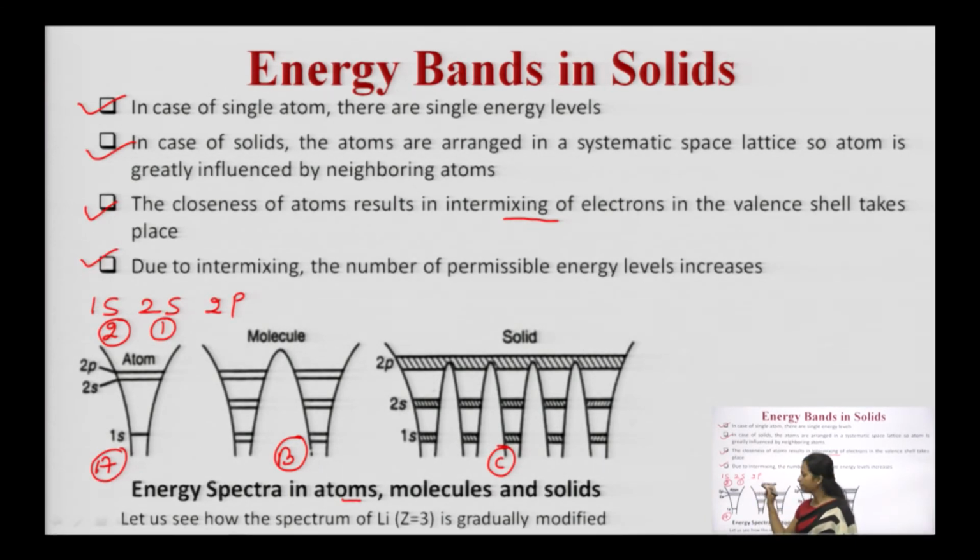empty. So you can see over here in figure A, the 1s level is drawn which consists of 2 electrons, the 2s level is drawn with 1 electron, and the 2p level is completely free. As the electrons move away, it forms a potential well kind of structure. So I hope this is clear to you, the first case where you have drawn the energy levels.